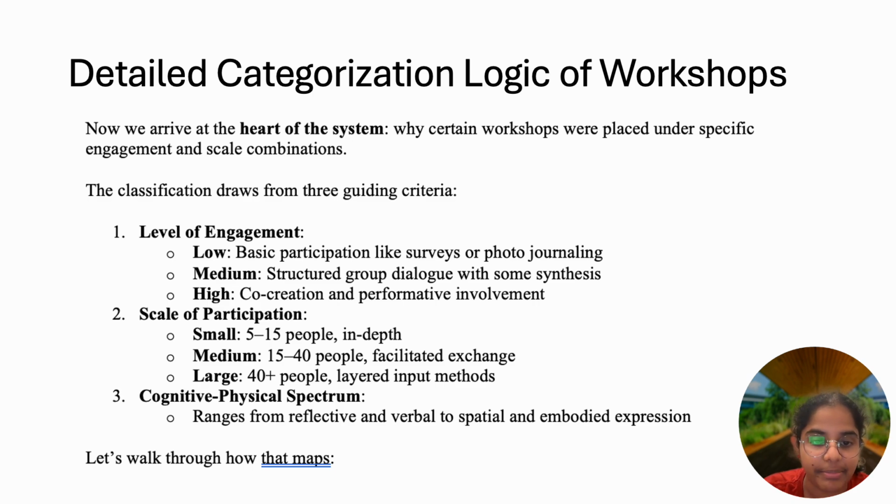Secondly, the scale of participation, ranging from small to large, from 5 to about 40 plus people, which would range from in-depth workshops to facilitated exchange and layered input methods. Third, cognitive physical spectrum, which ranges from reflective and verbal to spatial and embodied expression. Let us now walk through how that maps.